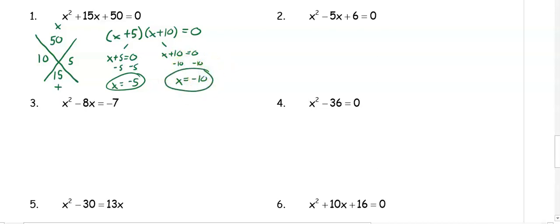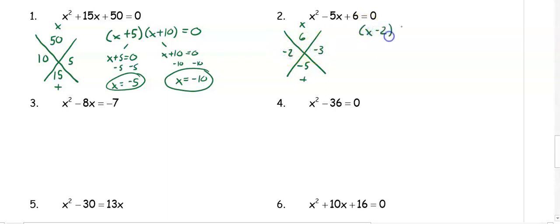In number 2, we want to know two numbers that multiply to 6 and add to negative 5. So this time we want two negatives. Two numbers that multiply to 6 are 3 and 2. If we make them both negative, they add to negative 5.